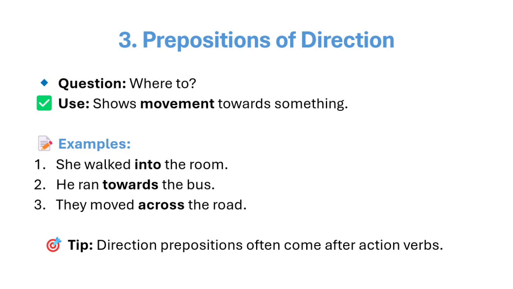Now here one tip I have given you. Direction prepositions often come after action verbs. Now if you observe all these three examples, after the main verb, in the first sentence walked is the main verb, right? After that we got into. In the second sentence, after ran we got towards. In the last sentence, after moved we got across. So after the main verb we can see the preposition of direction. Okay, this is how you can remember this.